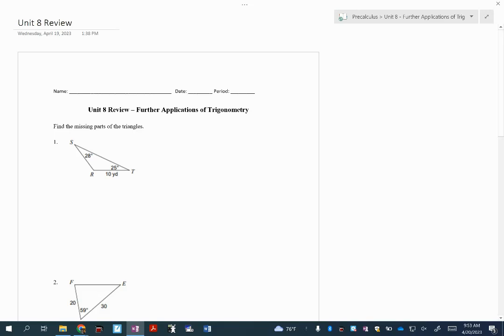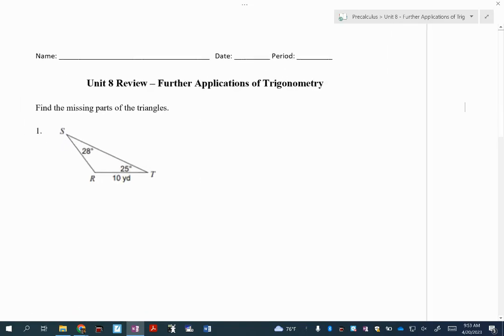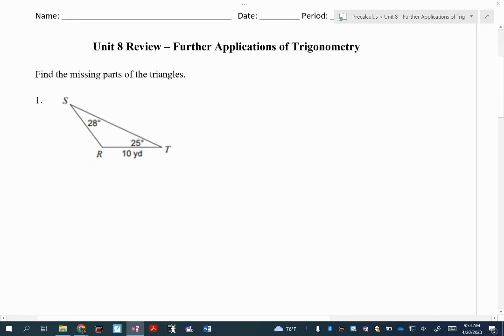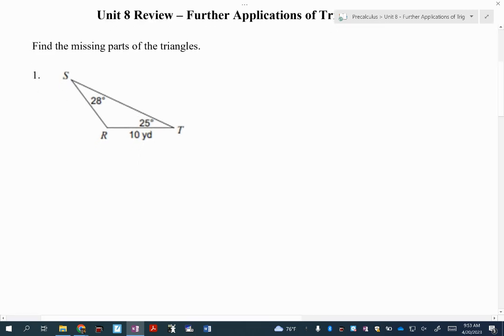All right, in this video, I'm going to go over the review questions for our last unit test. In number 1 and number 2, it's asking us to find the missing pieces or parts of these different non-right triangles. And like I've been talking about for a few weeks now, if I can use the law of sines, I'm going to try to use the law of sines. If I can't use the law of sines, that's when I use the law of cosines. So I use the law of cosines as like a last resort.